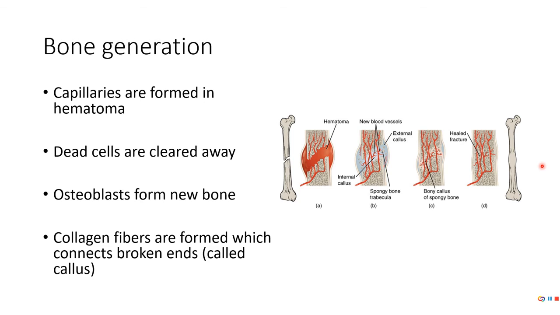So basically, capillaries come in, we get rid of the dead cells, we bring in osteoblasts, which form new cells, and then we've got these collagen fibers that start to form that connect the broken ends of the bone together.